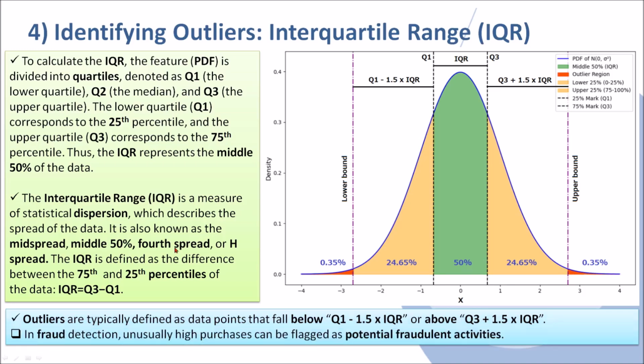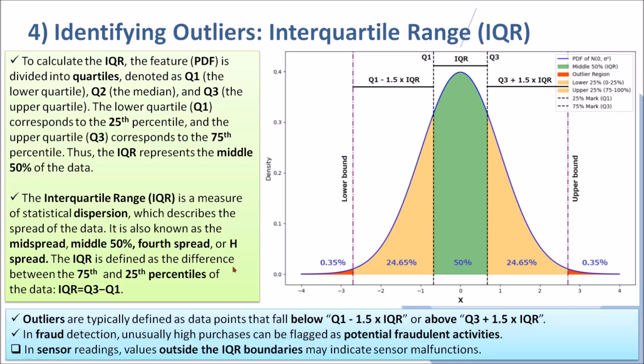For example, in fraud detection, unusually high purchases can be flagged as potential fraudulent activities. They all fall in this range. For example, in sensor readings, values outside the IQR bounds, this area and this area, may indicate sensor malfunctions. Therefore, this is how we define the interquartile range.